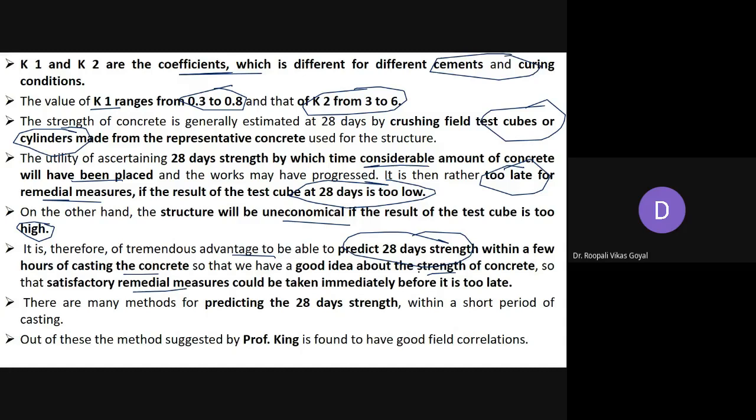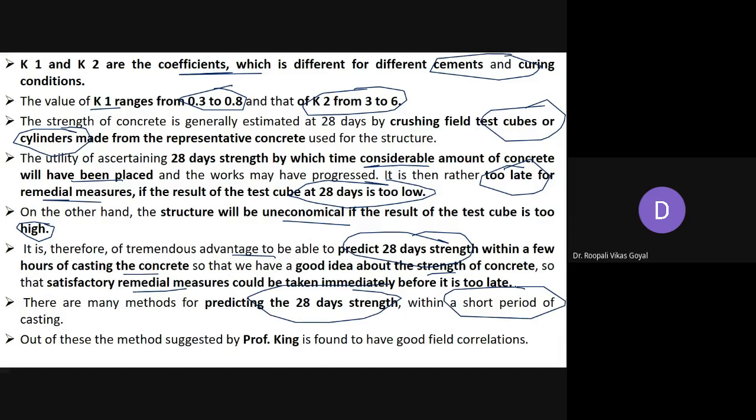So it's always desirable that though the 28 days strength is considered the final test, there are many methods available to predict the 28 days strength within a short period of casting. So within a short period of casting you will be able to predict your 28 days strength.